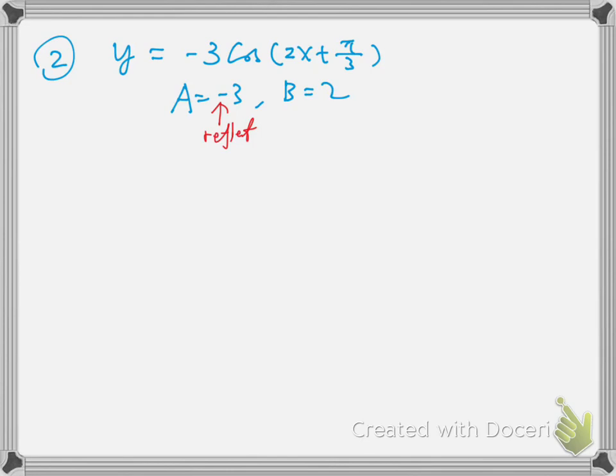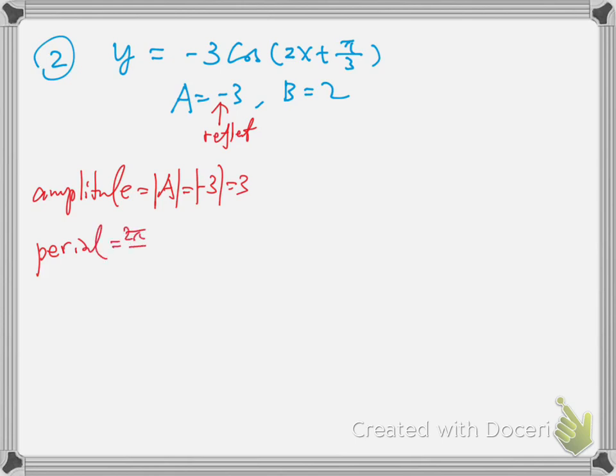Okay, so now let's first find the amplitude. That's the absolute value of A, so it's the absolute value of 3, which is 3. So that means the curve bounds between 3 and -3, right? And the period is 2 pi over B. This is 2 pi over 2, which is pi.